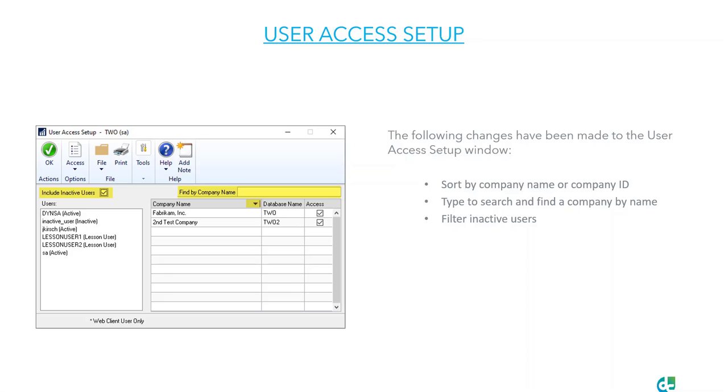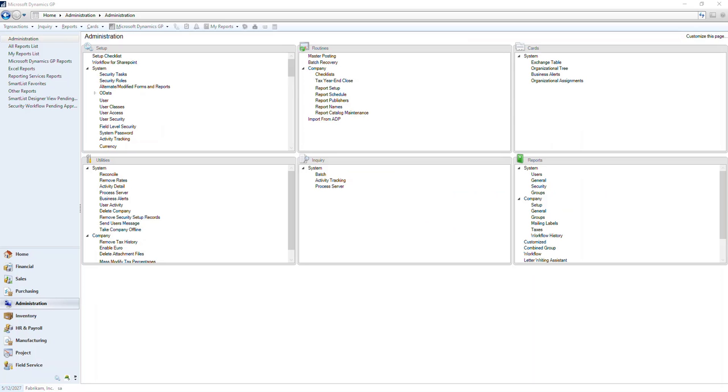The second one is we can actually use the find field that's right above that. So we can actually type in a company name. So if we just need to add access to one, if we've got a large list, that will quickly narrow that down. And then last, we can choose to include or not include inactive users. So we're typically not changing security on those inactive users. So this allows us to get those out of the way to make our user list smaller. I've navigated into my administration window here inside of GP, so I'm going to go ahead and open up that user access.